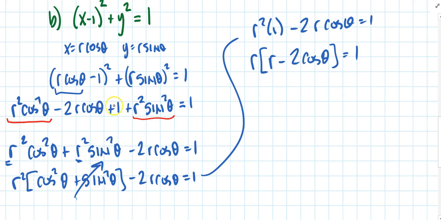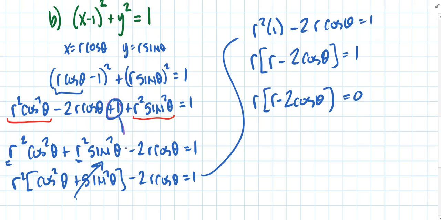I just realized that I forgot to carry this 1 all the way through. So therefore, this is now going to be equal to 0. So I'm going to have r times (r minus 2 cosine theta) is now equal to 0, because I had a 1 on the left and the right-hand side, and I forgot right here to carry it through. So hopefully you realize you get 0.